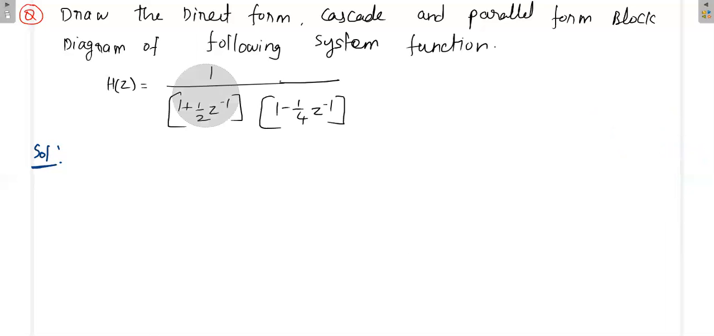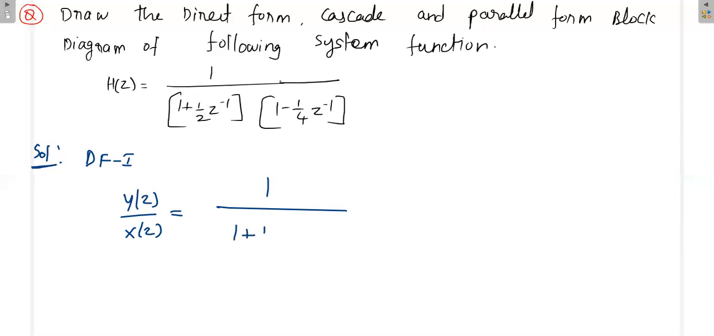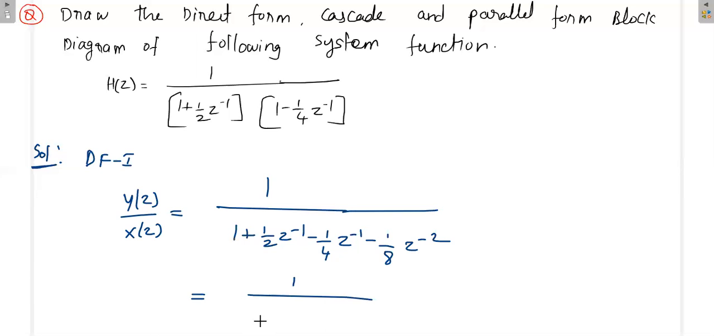First, we'll start with direct form 1. H of z we can write as Y of z divided by X of z, which is equal to 1 by, just multiplying these two factors, 1 plus 1 by 2 z inverse minus 1 by 4 z inverse minus 1 by 2 z power minus 2. This we can write as 1 plus 1 by 4 z inverse minus 1 by 8 z power minus 2.